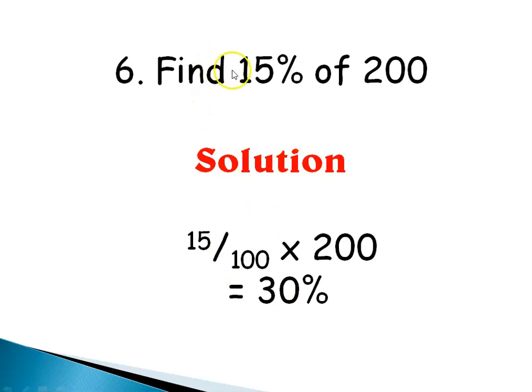Question 6. Find 15% of 200. Percentage is actually in 100. So 15% means 15 over 100. So that would be 15 over 100 times 200. So I can say 100 here 1, 100 here 2. And then 15 times 2 is 30. So my answer is 30. Is that taken? Correct.